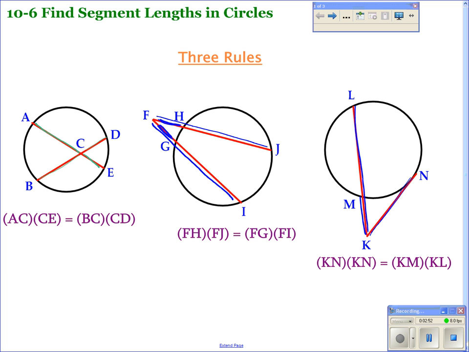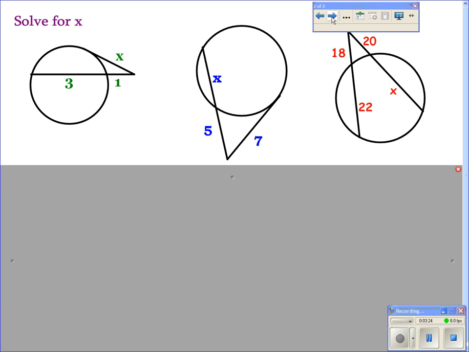Just to review before we try some of these, if the two segments are completely inside the circle, we create four separate segments. We just take AC times CE, whatever they are, and set it equal to BC times CD. If they're outside the circle in any way, we always take the outside chunk times the entire thing and set that equal to the outside chunk times the entire thing. Same thing on that last one. Questions at all? Okay, let's try some. Let's try these.